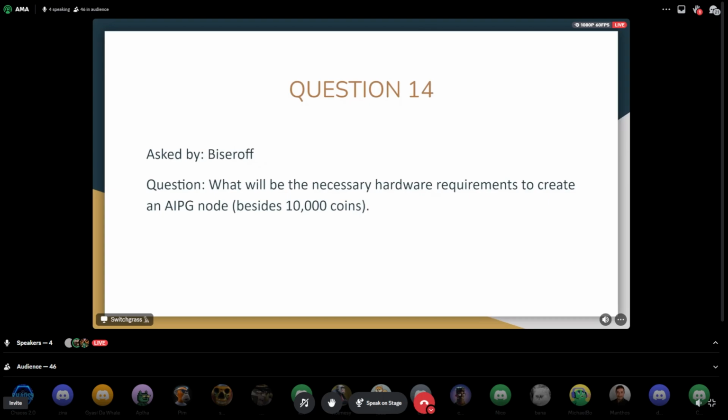Next question is from Bisarov. What will be the necessary hardware requirements to create an AIPG node besides 10,000 coins? So the fact he's bringing up 10,000 coins makes me think he's talking about a validator node. Just to clarify, the compute nodes that are doing the bulk of the work aren't going to require a stake. It's going to be just like a mining rig. All you need to do is have the hardware, and then you can show up on the network and participate. But as far as the validator nodes, those will require a stake, most likely 10,000 AIPG.